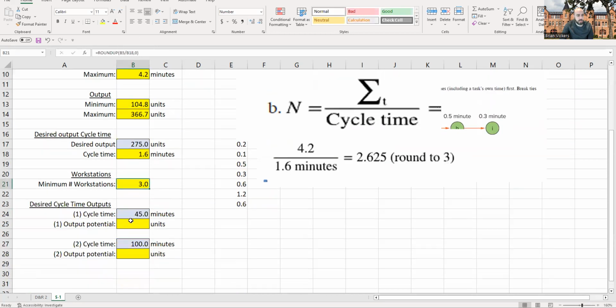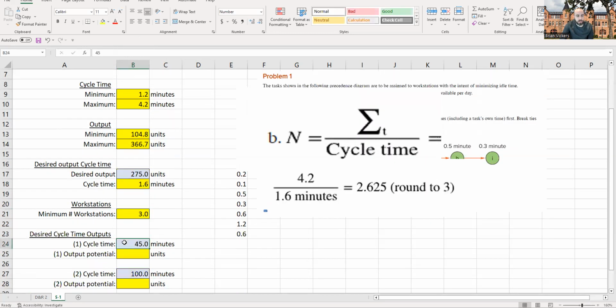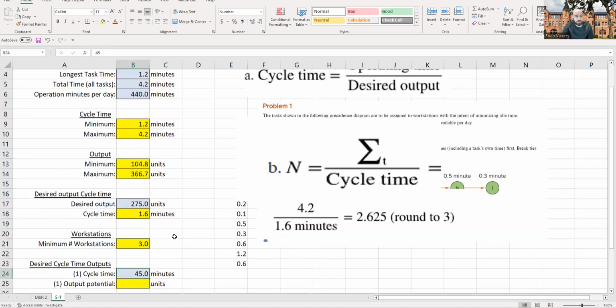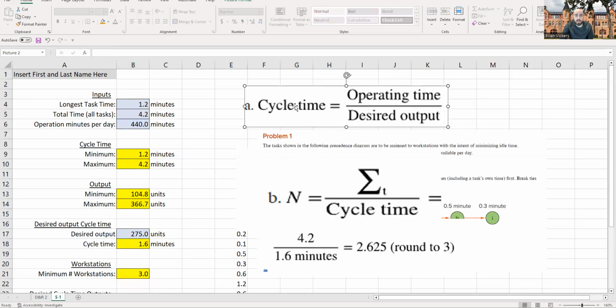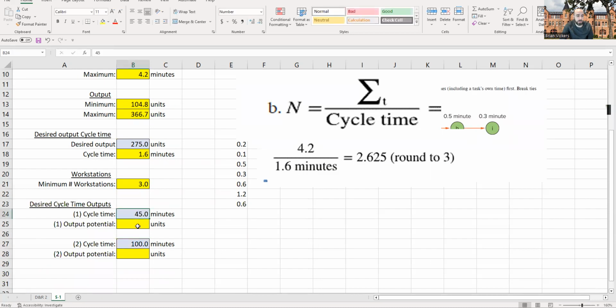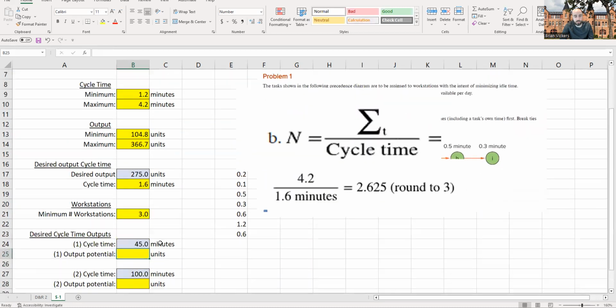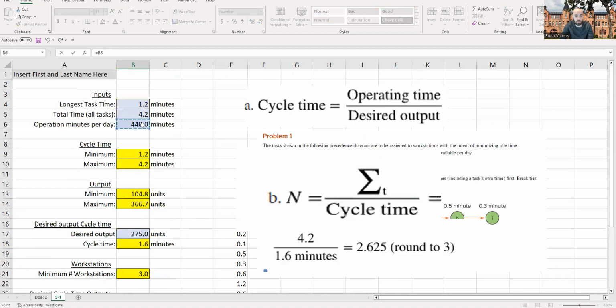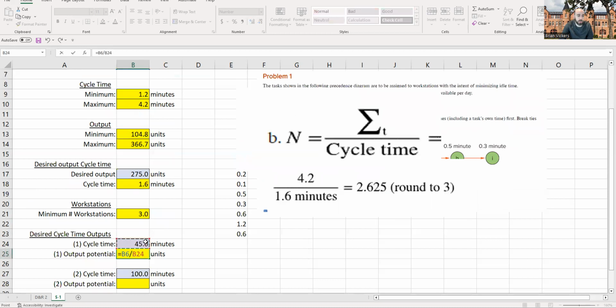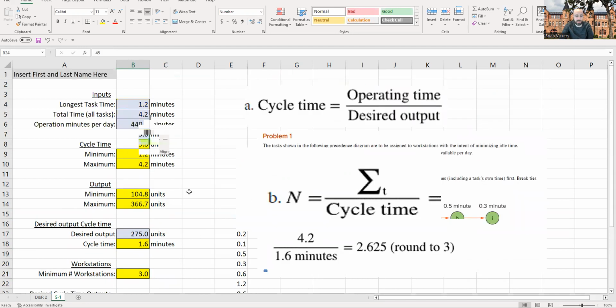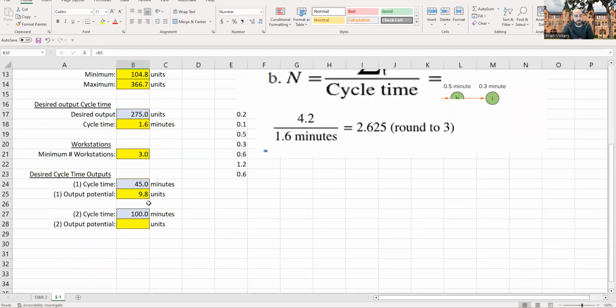And then this last step I just put in here, let's say that we had a desired cycle time. This is just to show you that if we had a cycle time in mind, we could rearrange it. If I wanted to get one done every 45 minutes, how many units would I get done in a day? I can rearrange it to say 440 minutes in a day and get one done every 45 minutes. I get 9.8 units out in a day. It'd be pretty bad. Why would we want to take 45 minutes to get it done when we can get one done in 4.2? I don't know.